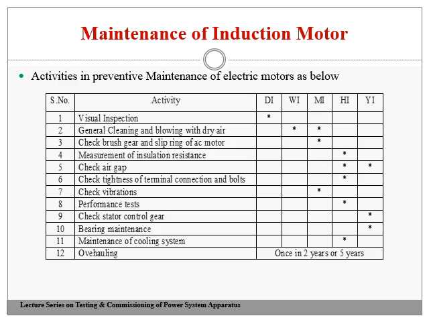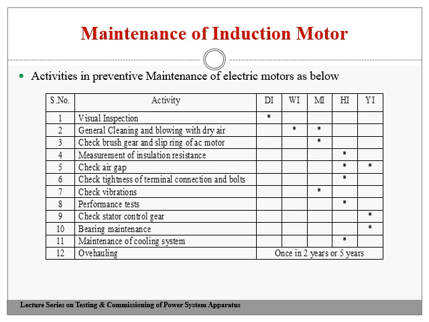Visual inspection is done. It is a daily visual inspection. General cleaning and blowing with dry air should be done weekly and monthly. Then check the brush gear and slip ring of an AC motor. It may be done anytime, but preferably it is only a monthly activity.